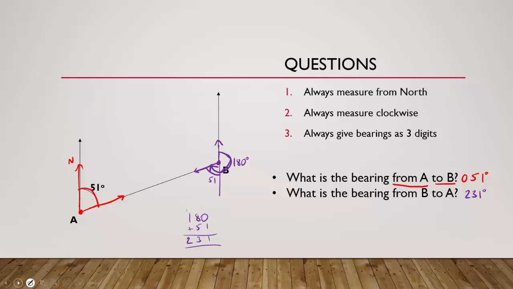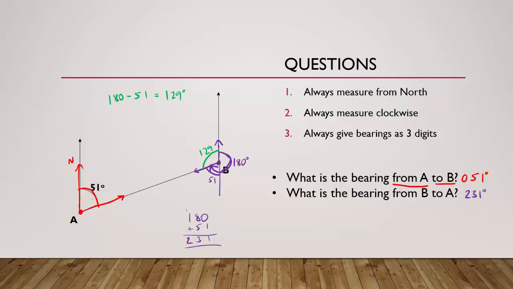Now another way we could answer the same question is we could have worked out the size of this angle here. Right, this red angle and this green angle make a co-interior angle, and co-interior angles add to 180. So 180 minus 51 will give us 129 degrees.